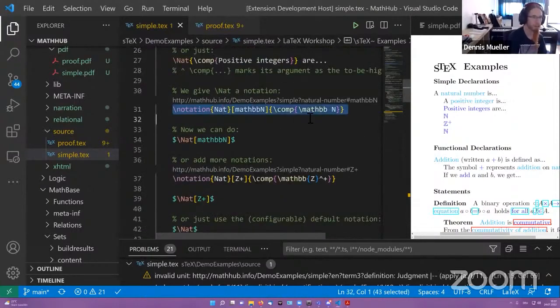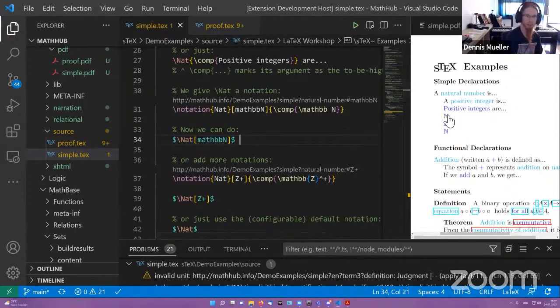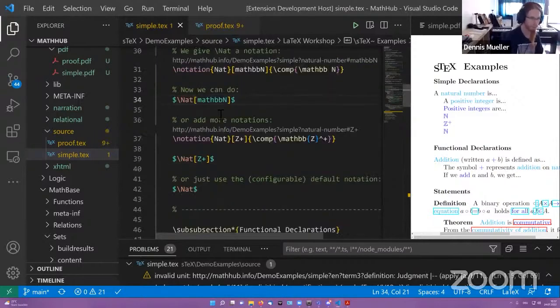You can give it a notation. So here we give nat a notation, \mathbb{N}, and we can also give that notation an identifier. So we can then use square brackets to explicitly tell it which notation we want to use. As you can see, that produces \mathbb{N}, and it's highlighted in blue because that's the way I do it in this document. But all of this highlighting functionality you can fully customize, of course. You can add more annotations. So if you want to write the positive integers as \mathbb{Z} with a plus, you can do that as well. And of course, you can just use the semantic macro without any optional arguments, and it will just use the first notation that was provided.